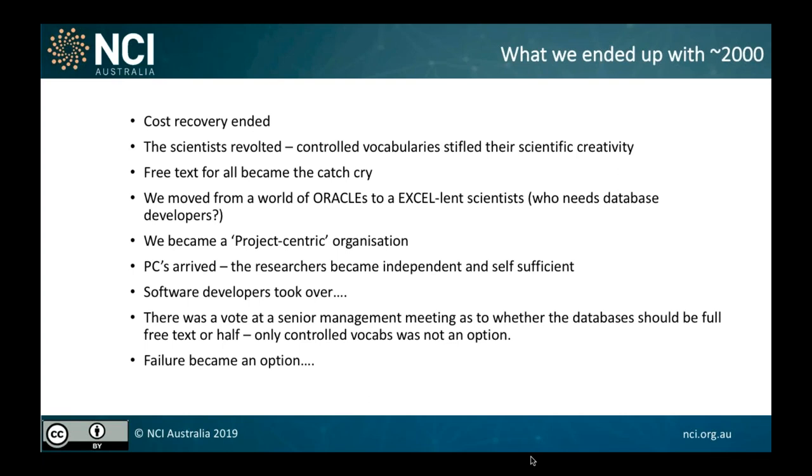The scientists revolted. They claimed that these controlled vocabularies were stifling their scientific creativity. They wanted free text for all. We moved from a world of Oracles to excellent scientists. Who needs database developers? We became project-centric. PCs arrived. Researchers became independent and self-sufficient. Software developers took over.